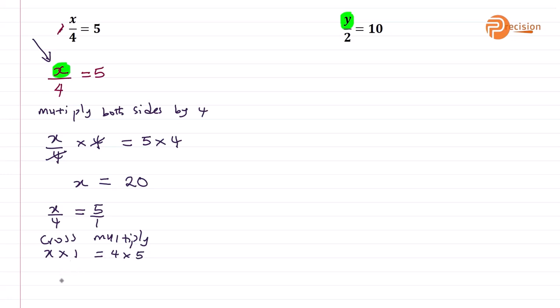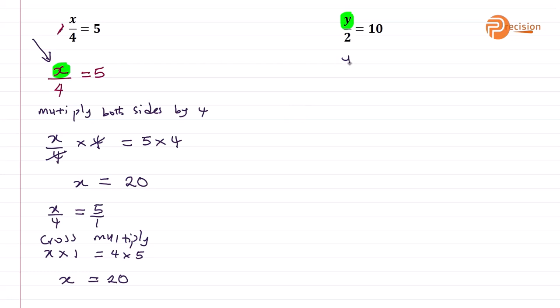So x times 1 is just x. Whenever a value or a variable multiply 1, it is that same value or variable. 2 times 1 is 2, 3 times 1 is 3, 4 times 1 is 4. Makes sense, right? Okay, and then 4 times 5 is 20. So it gives us the same answer. Whatever approach that works best for you, make do with that approach, work with it. So let's go for the next one.